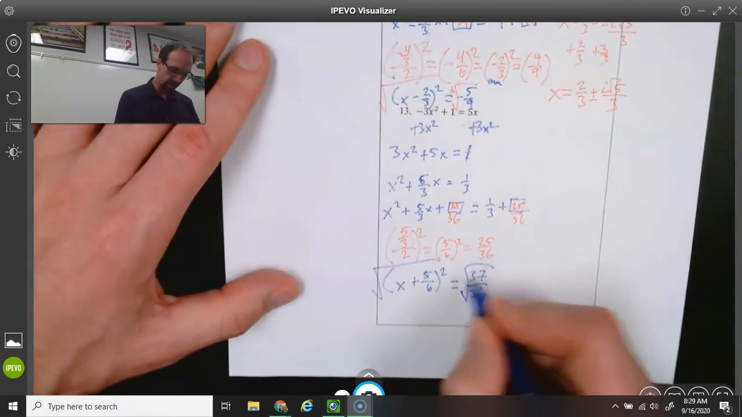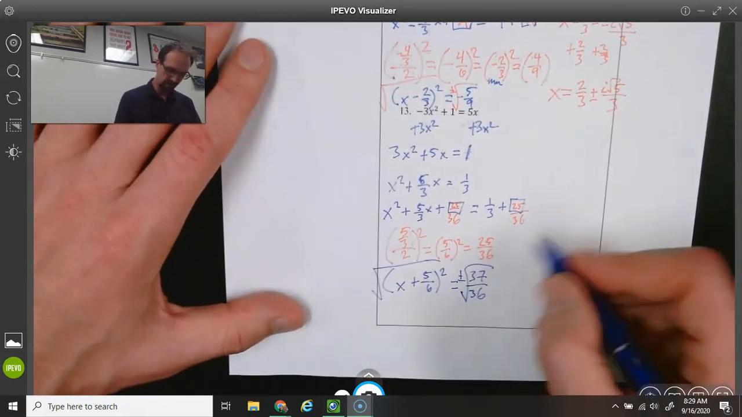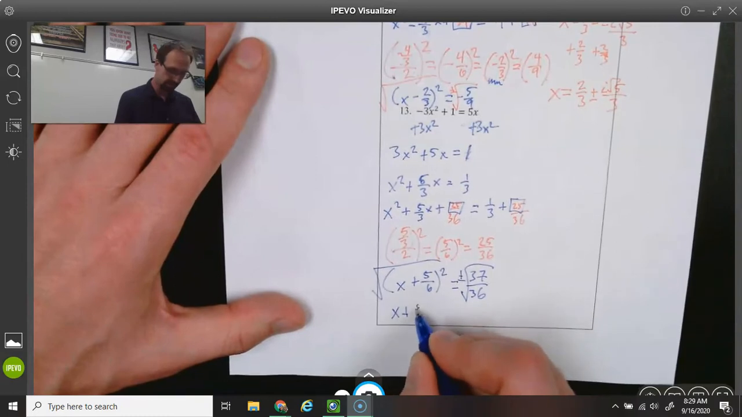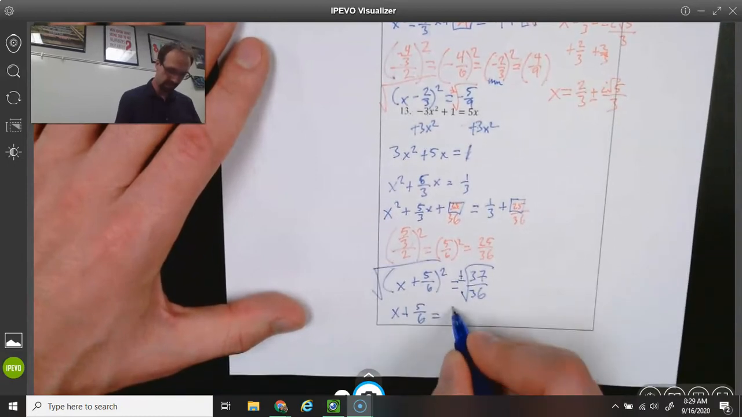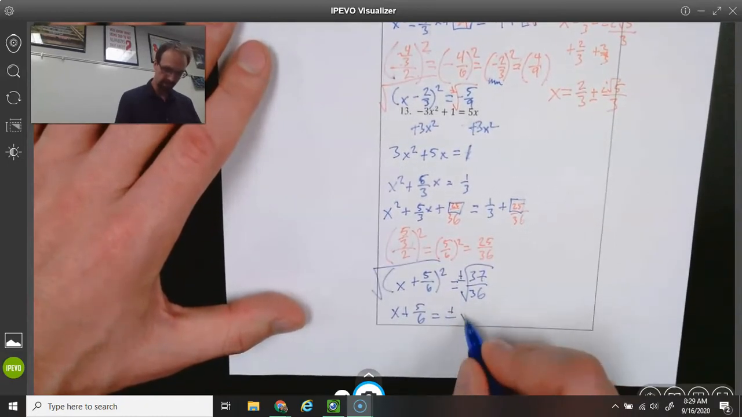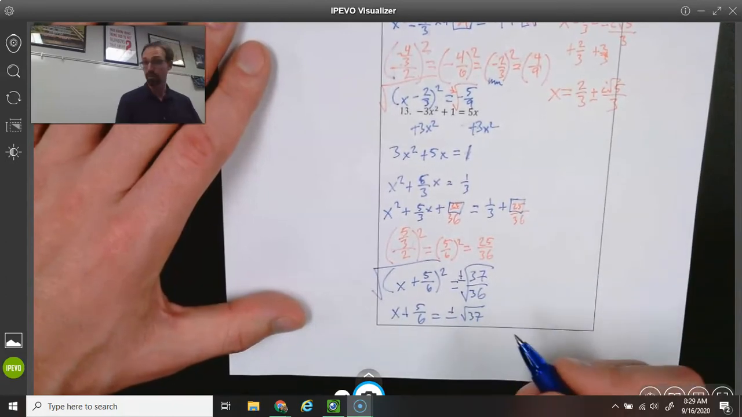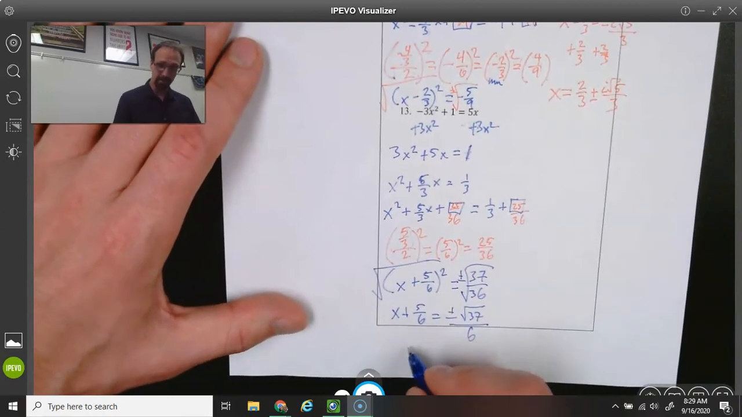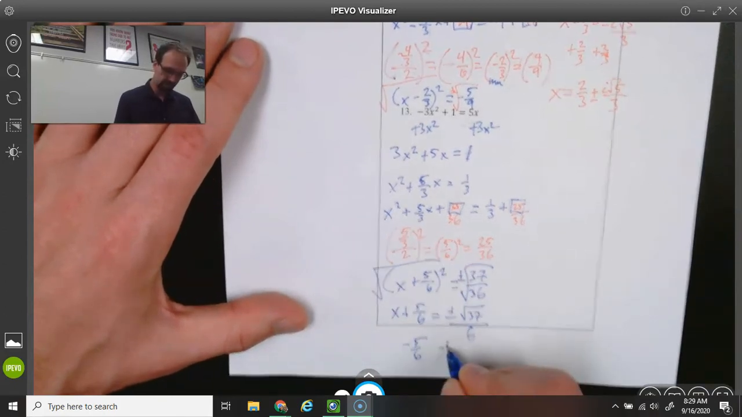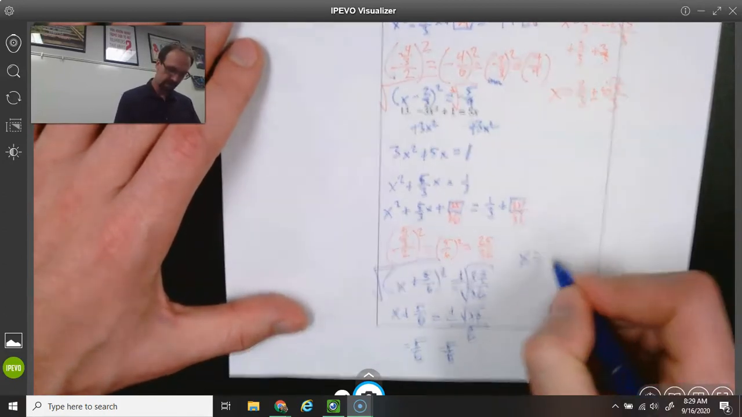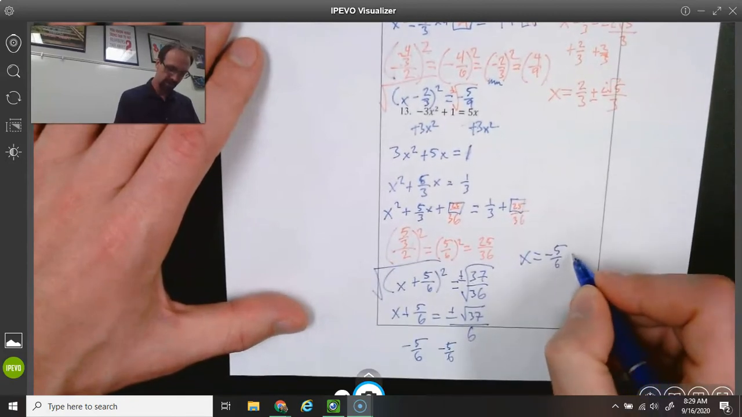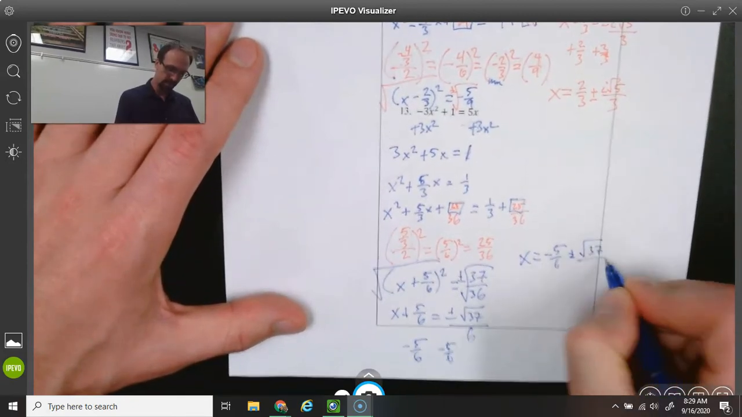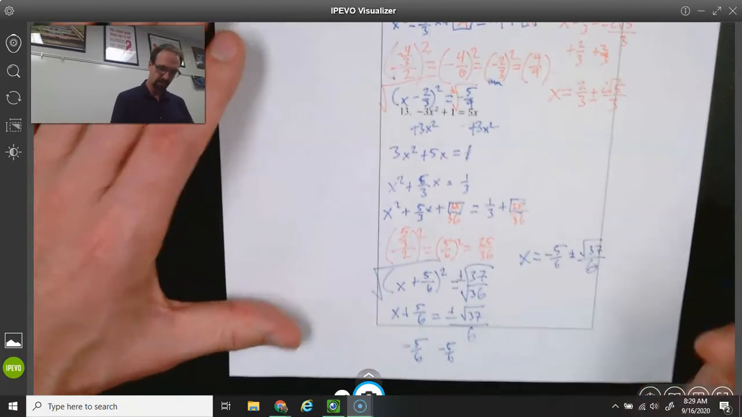Square root, plus minus. So I get x plus 5/6 is equal to plus or minus the square root of 37, which is just square root of 37, but I can take the square root of 36. That gives me 6. And then if I subtract 5/6 on both sides, I get x equals negative 5/6 plus or minus square root of 37/6. And that is completing the square.